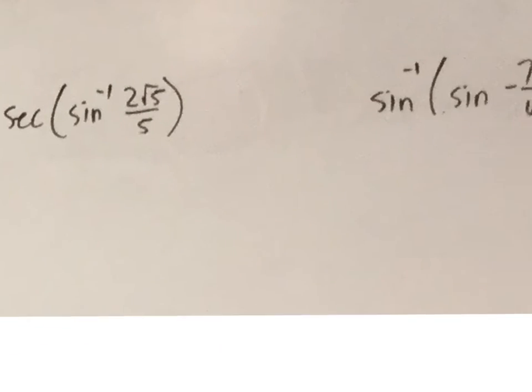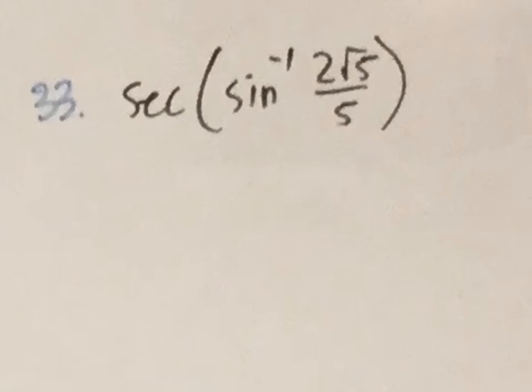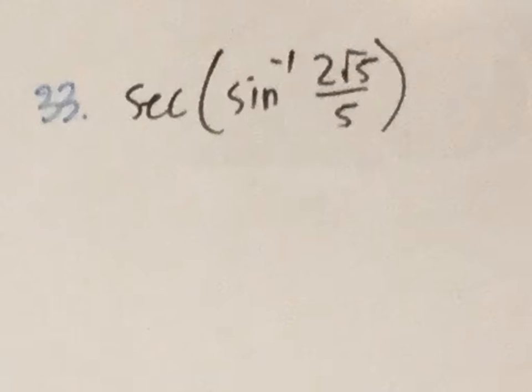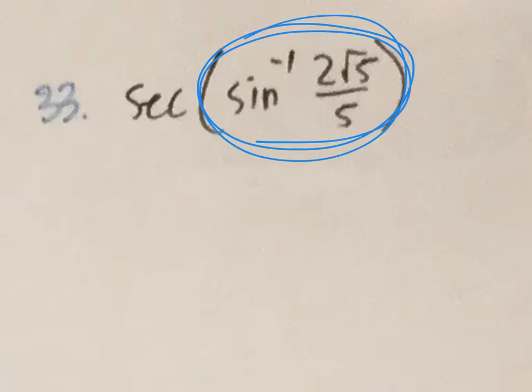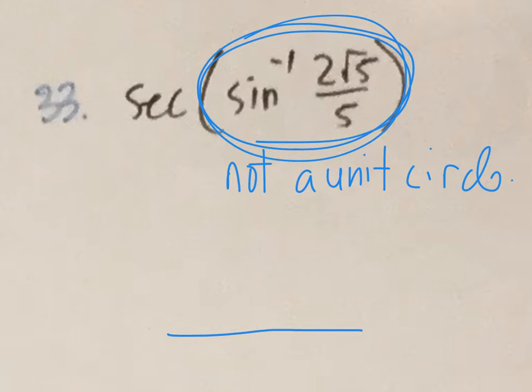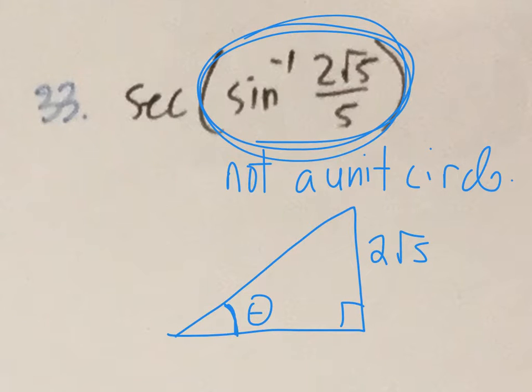Okay, in this last example, I believe, nope, there's one more. So here we have the inverse sine. At what angle is the sine 2 roots of 5 over 5? Okay, and of course, this is once again not a unit circle one. So we have to make our own right triangle. And because sine is positive, we'll make it in the first quadrant. So this is the angle where the sine is 2 roots of 5 over 5. Once again, the sine is the y value over the r value.